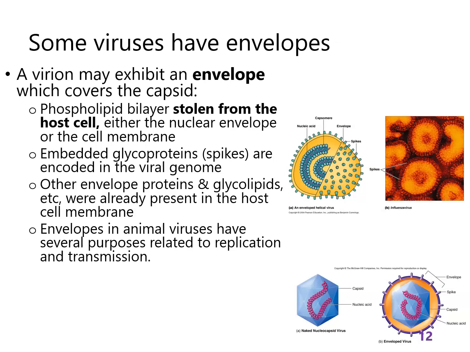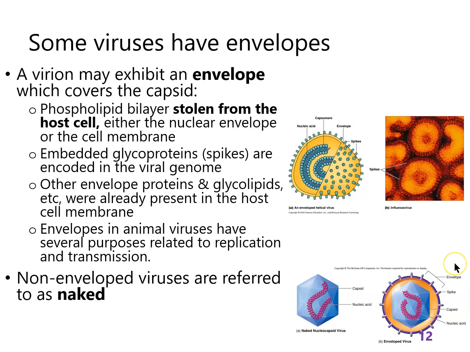And then the virus has also added spike proteins to it. So the spike proteins stick out and have important functions for attachment and penetration, as you will see. So they have several purposes that we will see a little better when we look at viral replication, but they are very important for that.